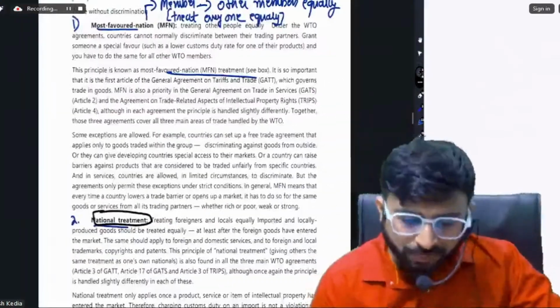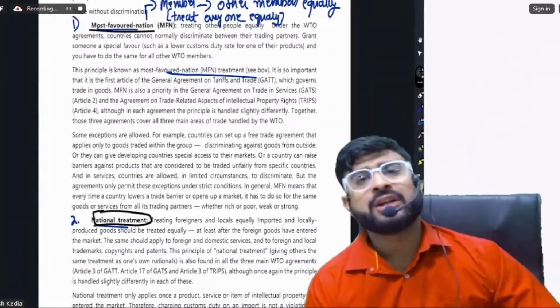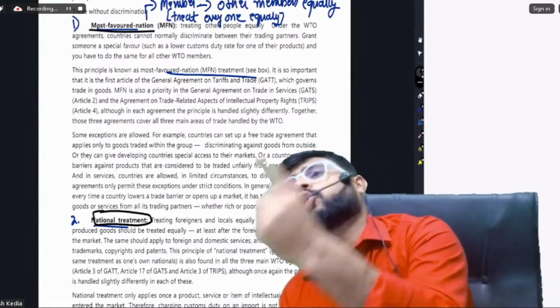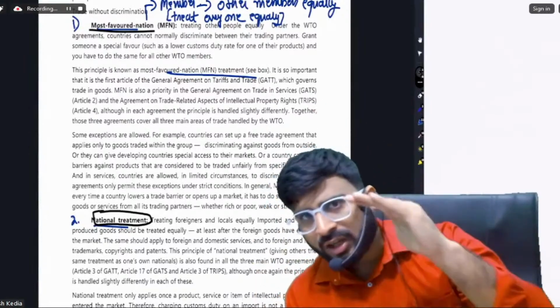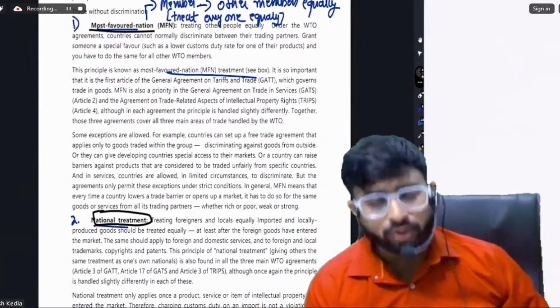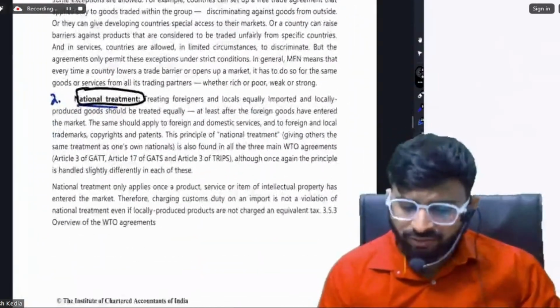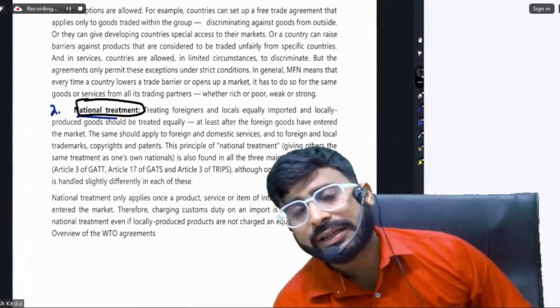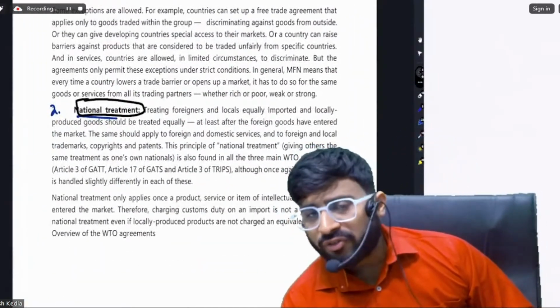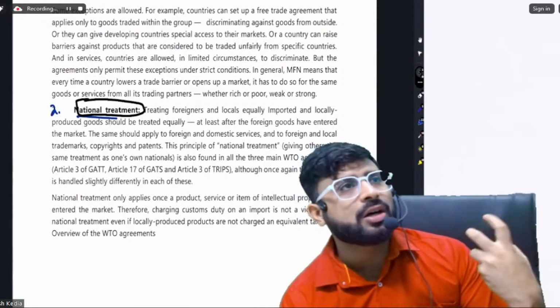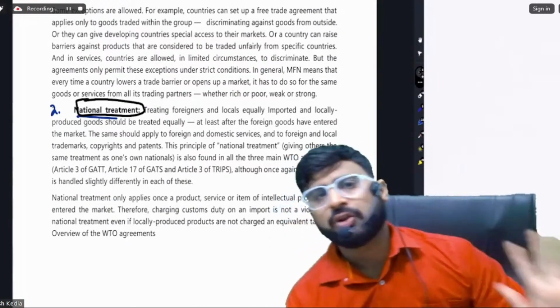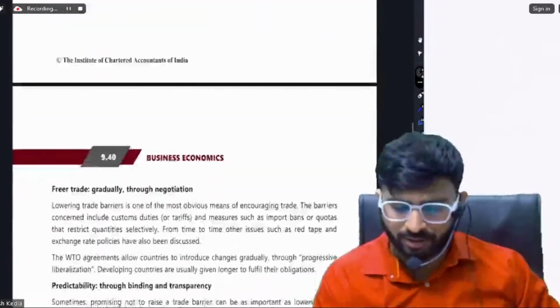So the first principle, most favored nation, says that each WTO member should treat other WTO members the same. National treatment says that once a good enters our country, we should not differentiate between a foreign good and a locally manufactured good. No, it should not happen.